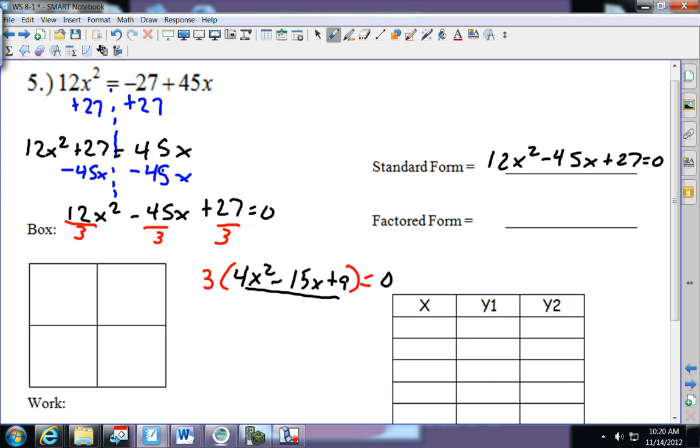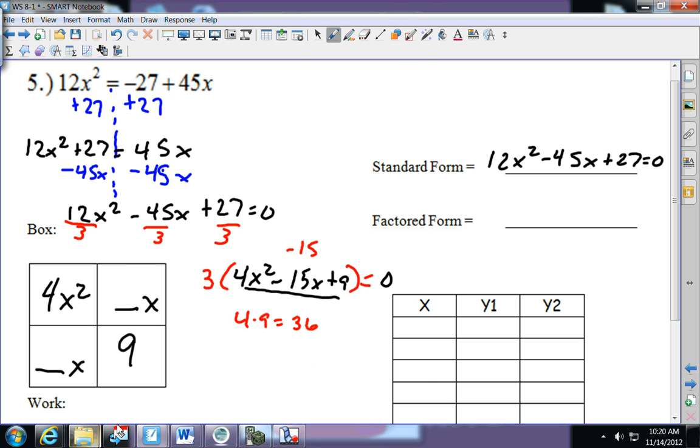Now, you're going to factor this and put this in the box. So I've got 4x squared and 9. Something x, something x. A times c, 4 times 9 is 36. I need the factors of 36 that give me negative 15.